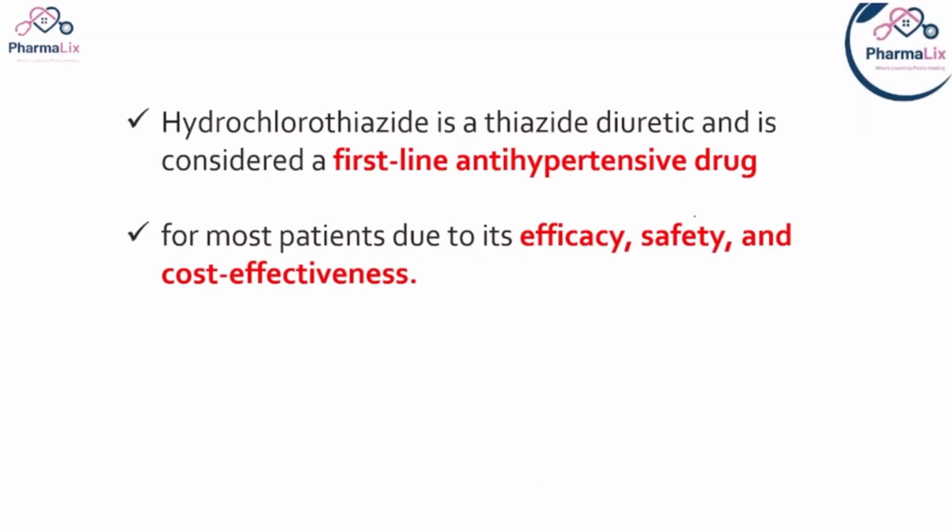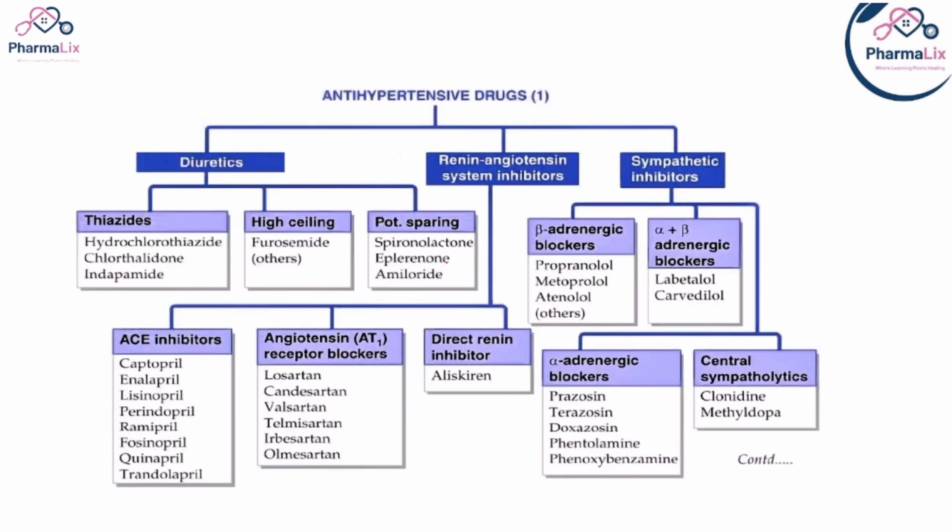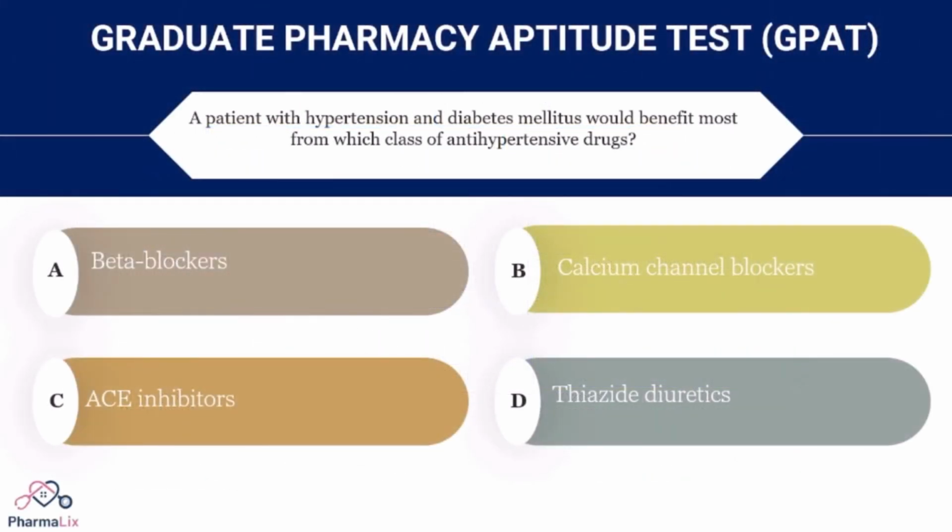And let's see how we reach this answer. Hydrochlorothiazide is a thiazide diuretic and is considered a first line antihypertensive drug for most patients due to efficacy, safety, and cost effectiveness. So this is the classification which I'm always emphasizing, that one must learn the classification of antihypertensive drugs. There are maximum chances that you can solve your question if you have learned the classification of the antihypertensive drugs. Let's go to our next question.